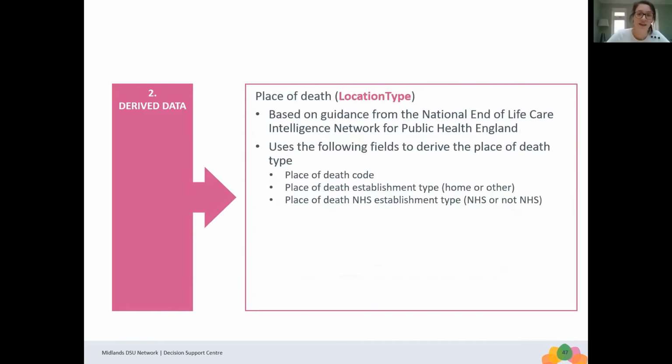Next, looking at the place of death or location type. It's based again on guidance from the National End of Life Care Intelligence Network. I wish that was shorter to say, but it uses 3 fields that are in the mortality data set: the place of death code, the place of death establishment type, whether it's home or other, and whether or not it was an NHS establishment or not, to put it into one of the location types that we use in the report around place of death.